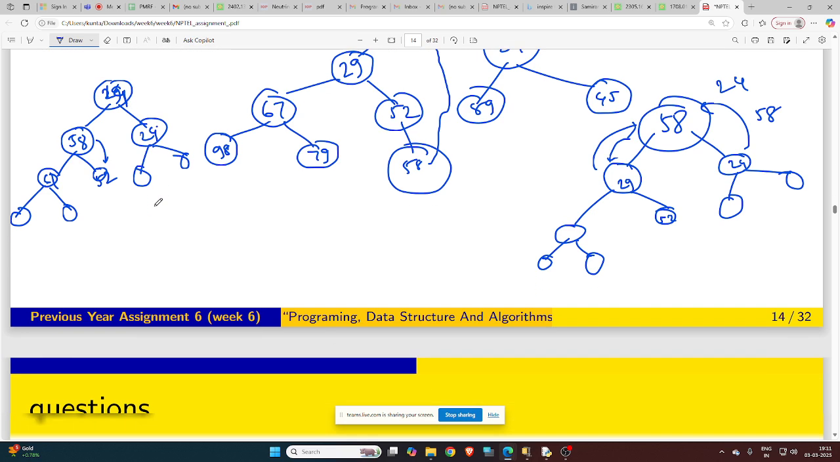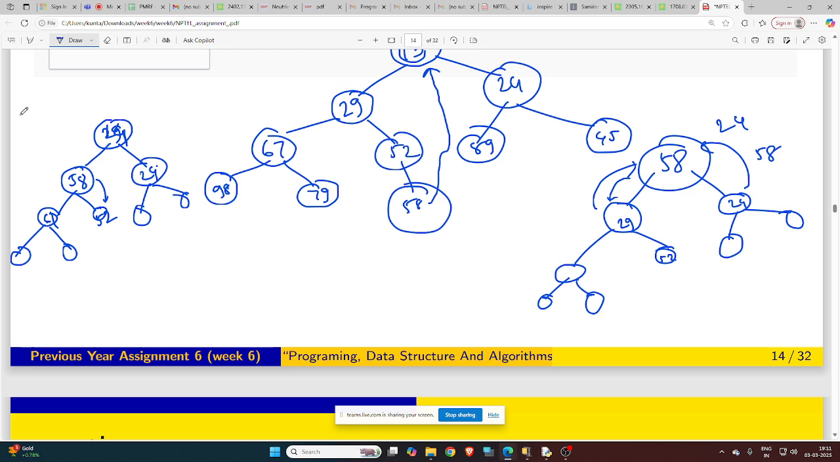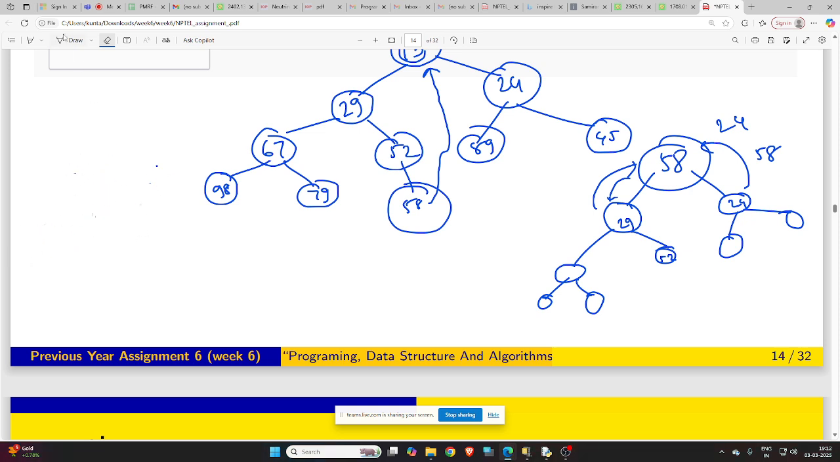Okay, sorry. Now it is fine. So this 58 should come here, not this one. Yes, I made a mistake. Sorry. So this will come here, this will come here. So 58 will come here, 24 will go there.